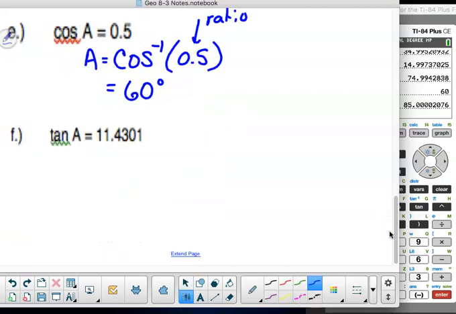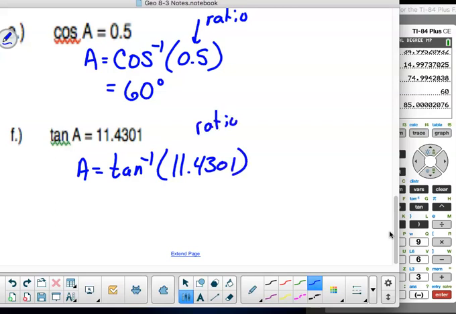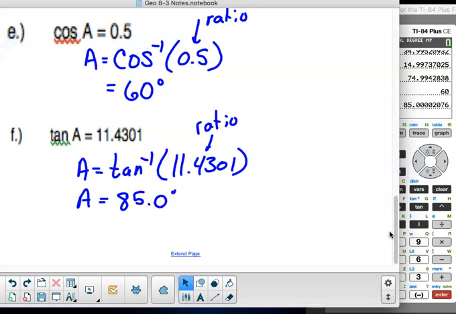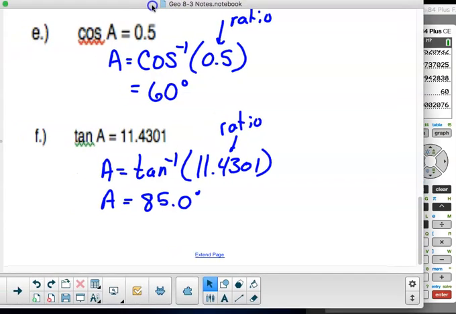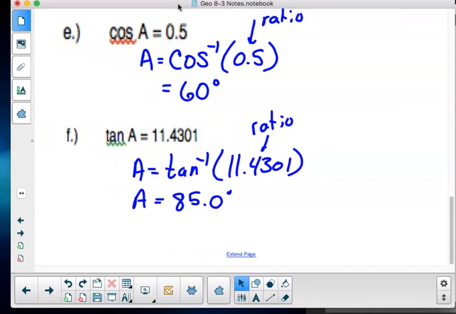And then my last one, A is equal to my inverse tangent of 11.4301. Remember, this is also a ratio. It gives me an angle value. My angle value is 85 degrees. Okay, so we're all good with the inverses. Now let's see what else is next in store for us.